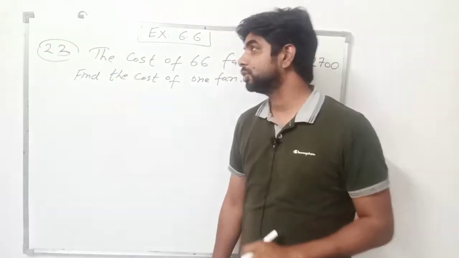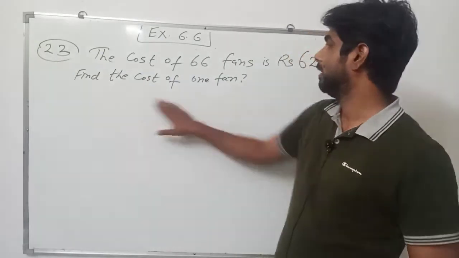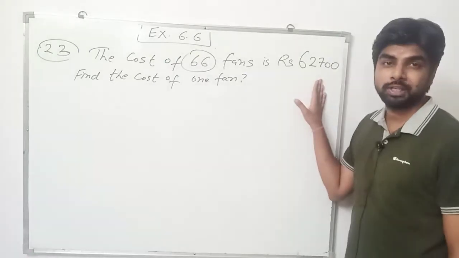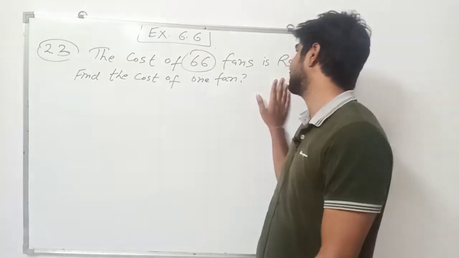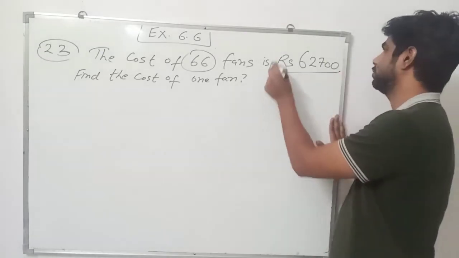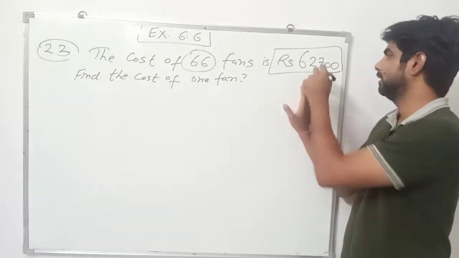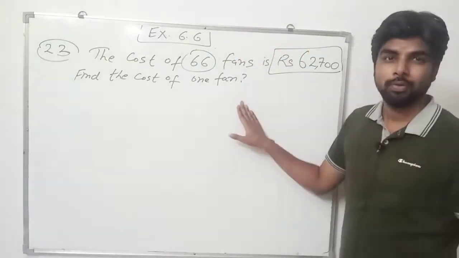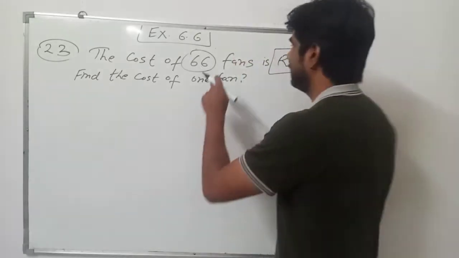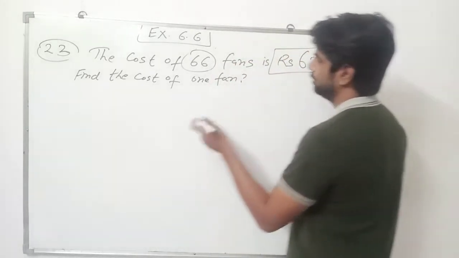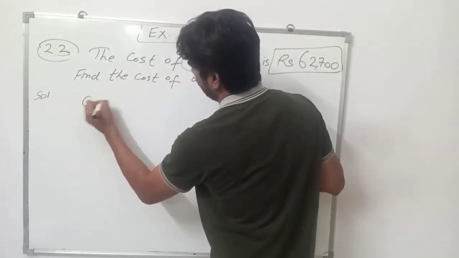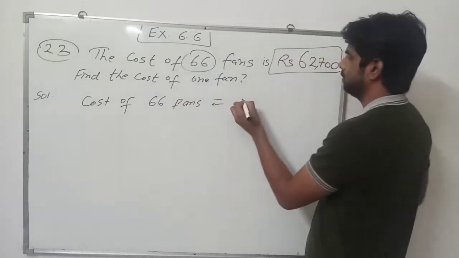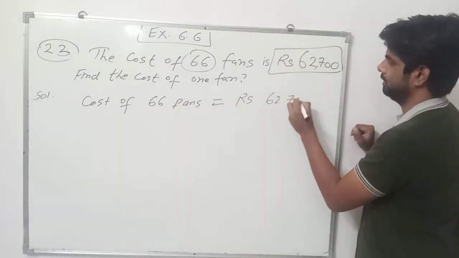Now let's see question number 23. In this question, what is written? The cost of 66 fans is rupees 62,700, and we have to find out the cost of one fan. So here it is written the cost of 66 fans is 62,700. So we will write: cost of 66 fans is equal to rupees 62,700.